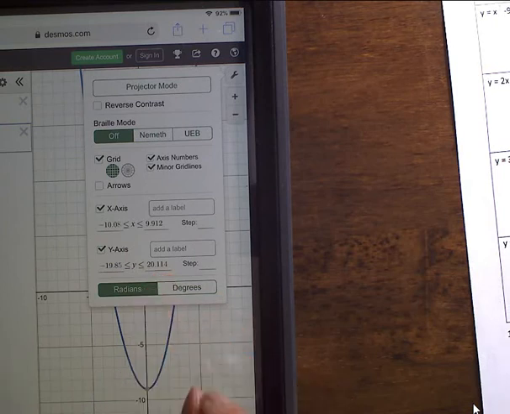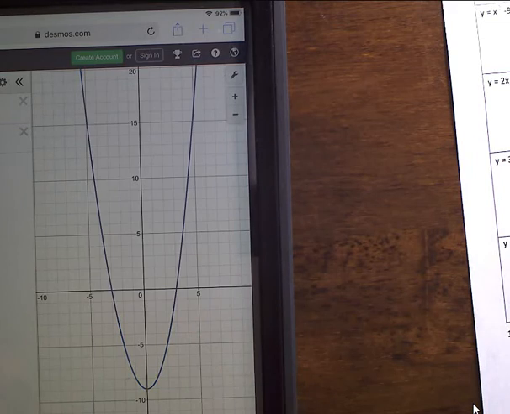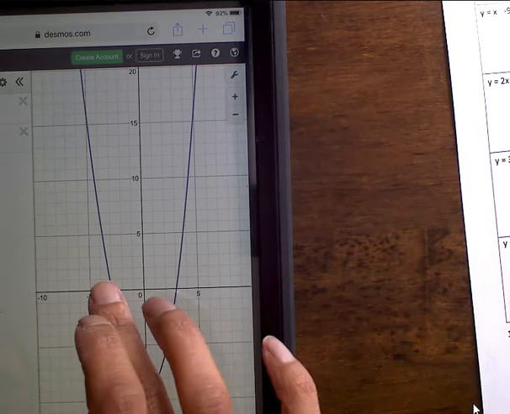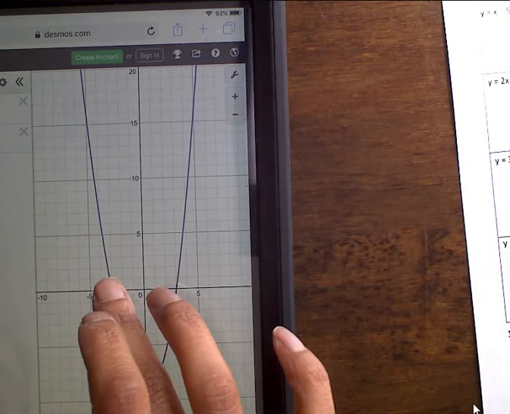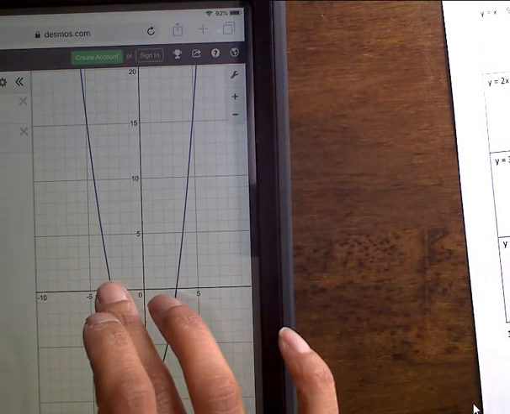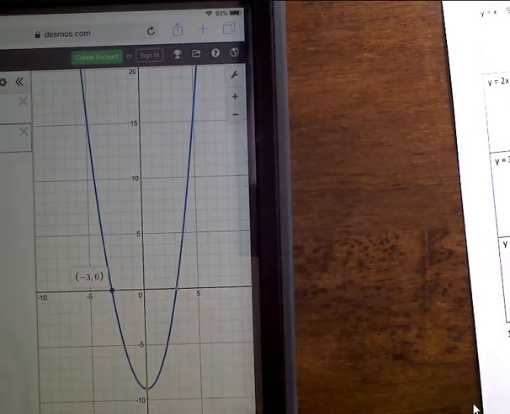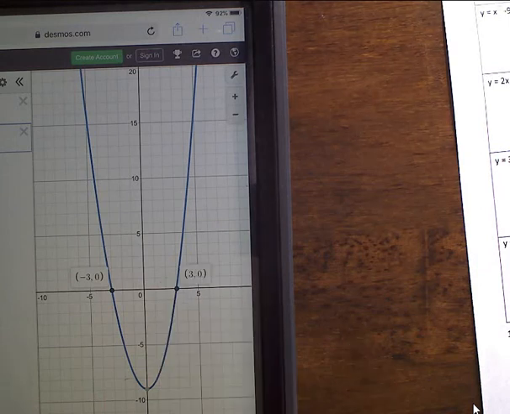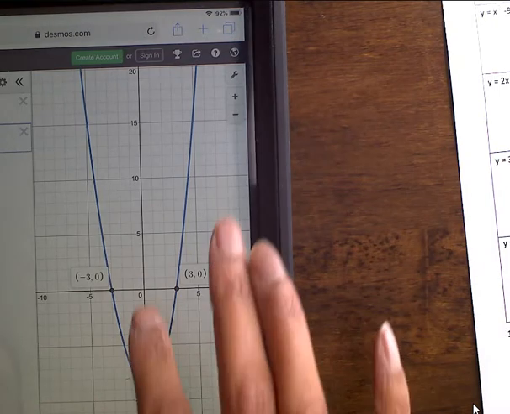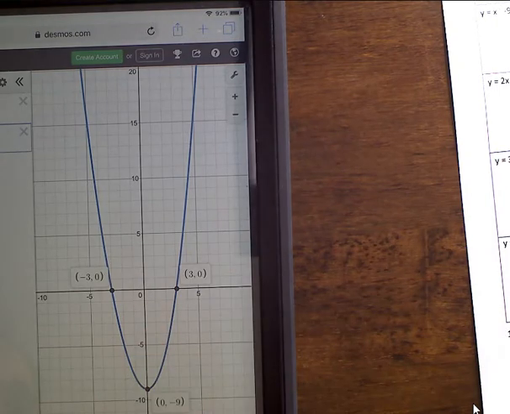What you want to see are some of these key points. So the key points on the investigation that I'm asking for are the x-intercepts and the y-intercepts. The x-intercepts are where the graph crosses the x-axis. So if I click on it, I can see that I have an x-intercept of -3. I have another x-intercept of 3. And in this graph, the y-intercept, where it crosses the y-axis, is -9.